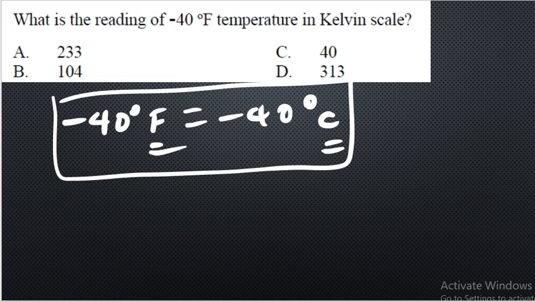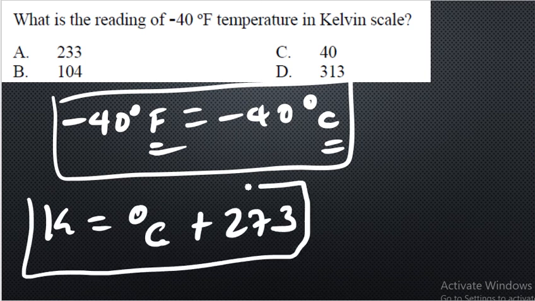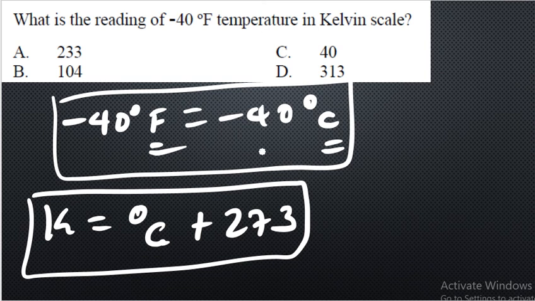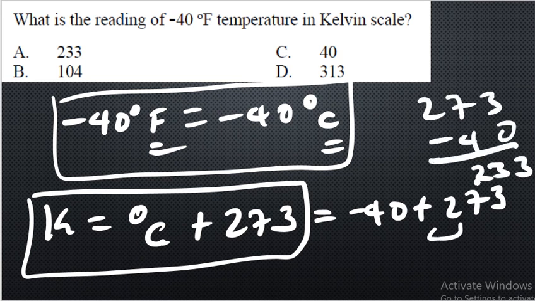We are asked in Kelvin actually. So to find the Kelvin, what to do? The Celsius plus 273 you have to do. Always it is the formula to find the Kelvin. So we have the Celsius which is negative 40, so I'm going to add negative 40 plus 273. That means since one is negative and one positive, I'm going to subtract 273 minus 40. When you do it, it will be 233 Kelvin. So the answer should be A.